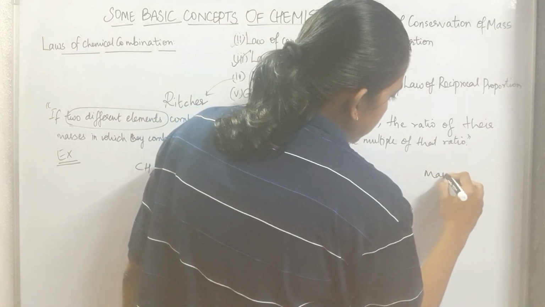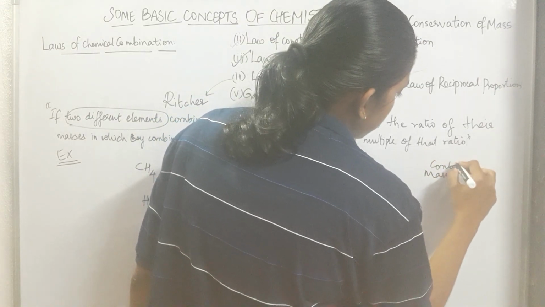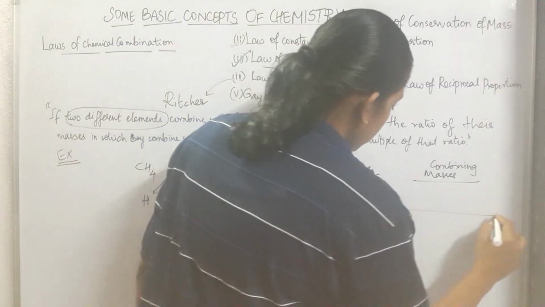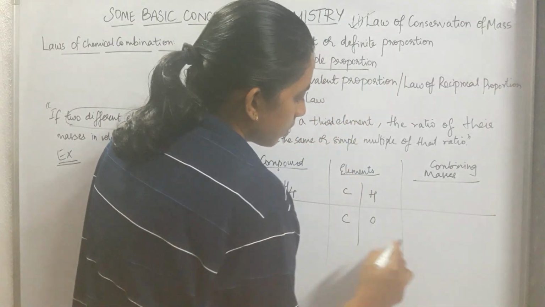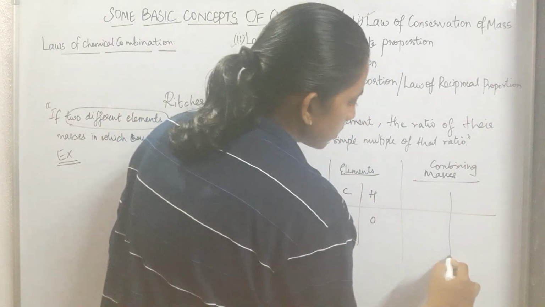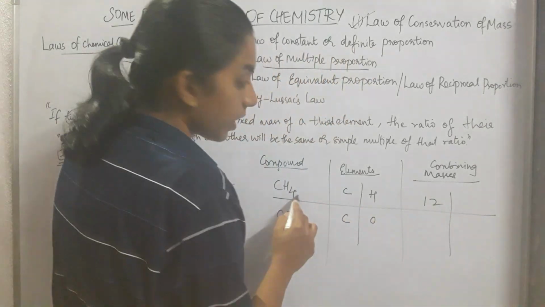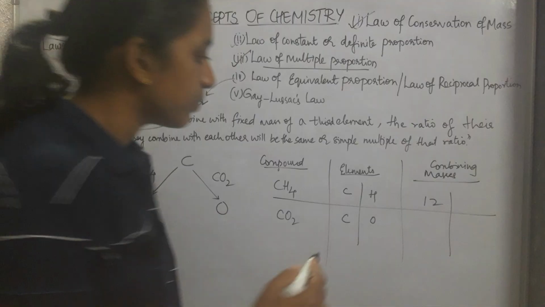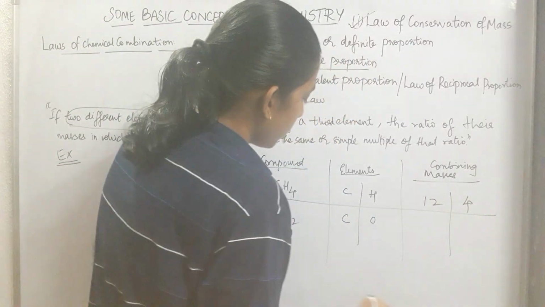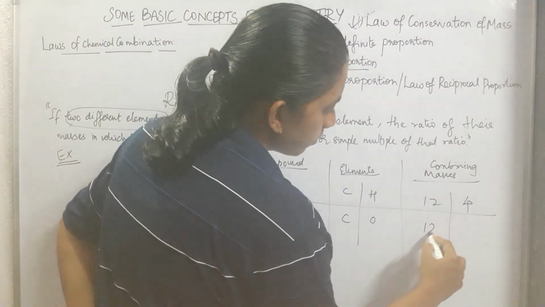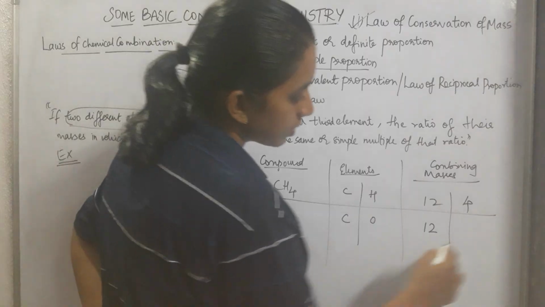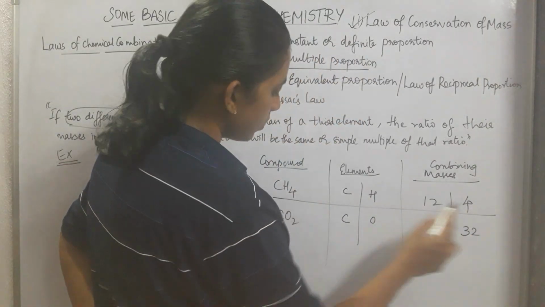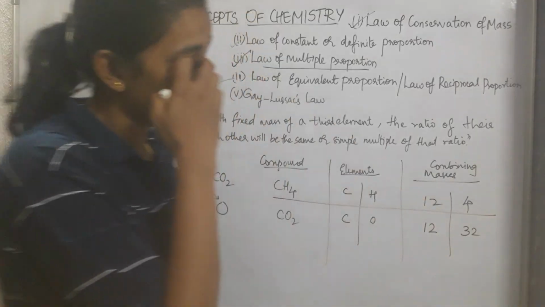Their combining masses: the mass of carbon is 12. Hydrogen, we have 4 hydrogens, right? So it is 4. And again carbon 12, oxygen 2 oxygens, 32. 1 into 4 is 4, 16 into 2 is 32.